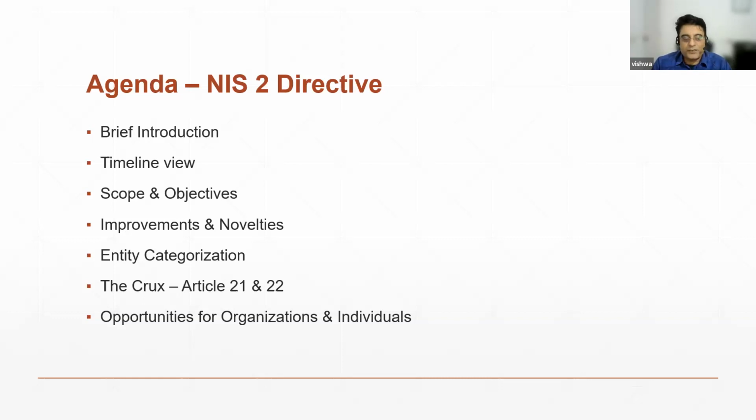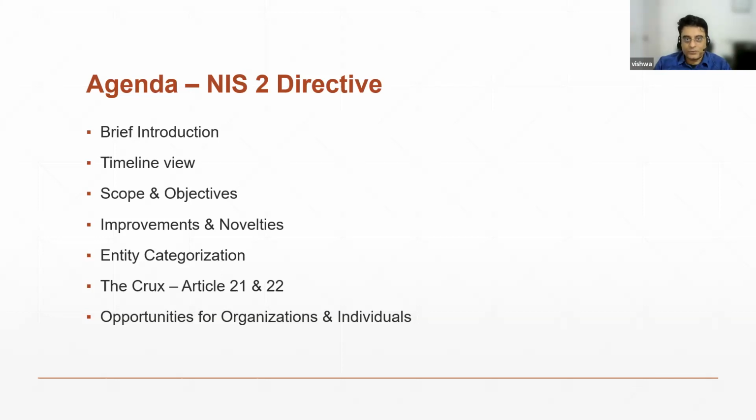Then the scope and objectives of this, and how does this align to cybersecurity as a whole? Some of the improvements and changes, the novelties that it introduces from NIS to this new one. And then there is this sectoral capability that it has got. I've seen this for the first time, that one of the directives or laws is getting into very specific details of sectors. So they have categorized this directive to be applicable to essential and important entities, and that's the entity categorization that we'll be talking about in that slide.